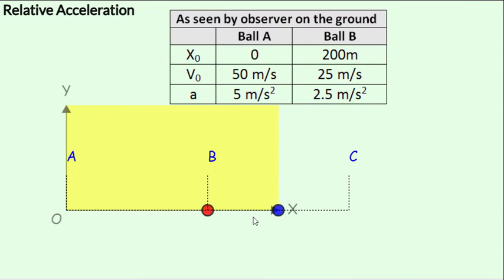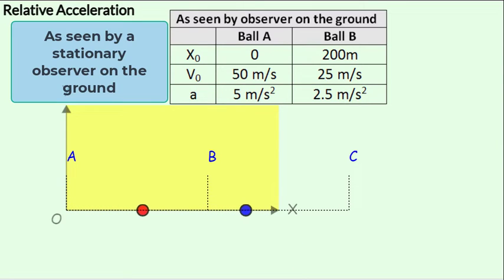We have a red ball A and a blue ball B initially separated by 200 meters. A moves to the right with an initial velocity of 50 meters per second and an acceleration of 5 meters per second squared. B also moves to the right with an initial velocity of 25 meters per second and an acceleration of 2.5 meters per second squared. And they meet at point C, and we have to find out the time taken to meet at point C from the time they start off at their respective positions.